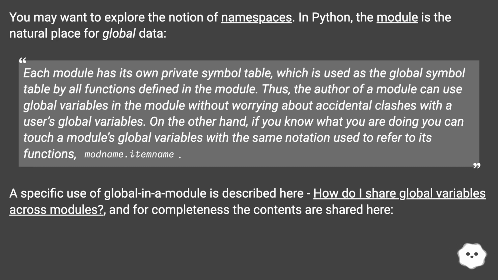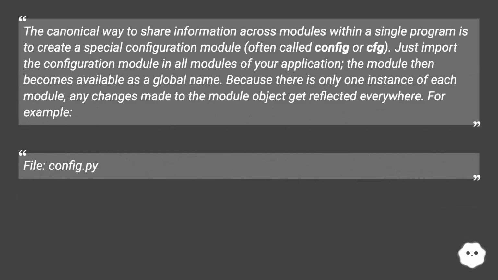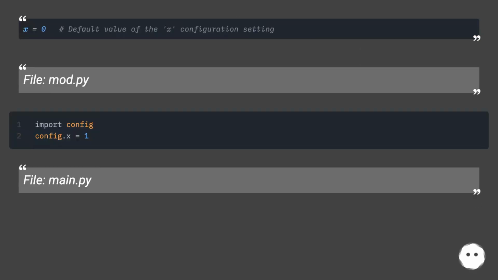How do I share global variables across modules? And for completeness, the contents are shared here. The canonical way to share information across modules within a single program is to create a special configuration module, often called config or cfg. Just import the configuration module in all modules of your application. The module then becomes available as a global name. Because there is only one instance of each module, any changes made to the module object get reflected everywhere. For example, file config.py, file mid.py, file main.py.